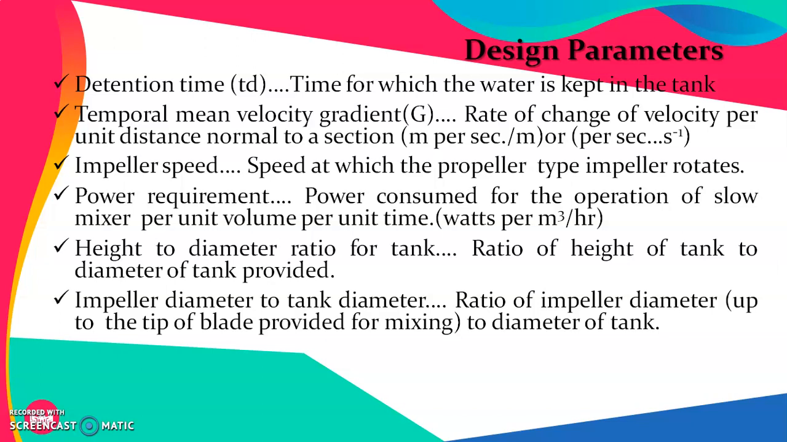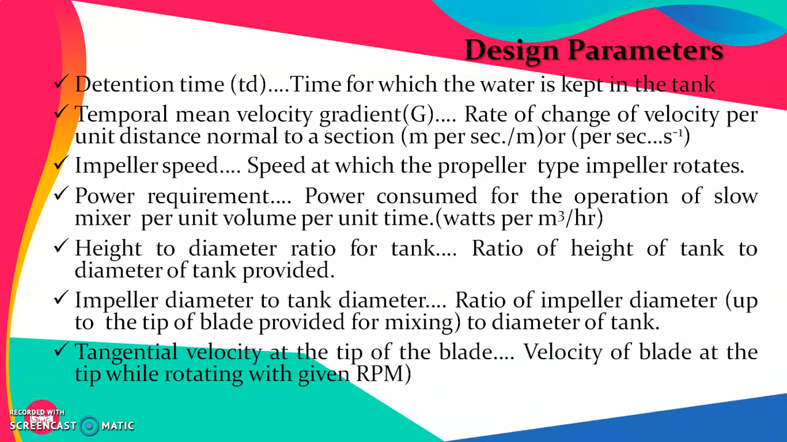Next is the impeller diameter to tank diameter ratio. It is nothing but the ratio of the impeller diameter, which is measured from end to end, from the tip of the blade provided for mixing, to the overall diameter of the tank. Please understand that the impeller diameter is always smaller as it is provided in a tank, and this must again have a certain prescribed ratio so that appropriate mixing can be achieved.